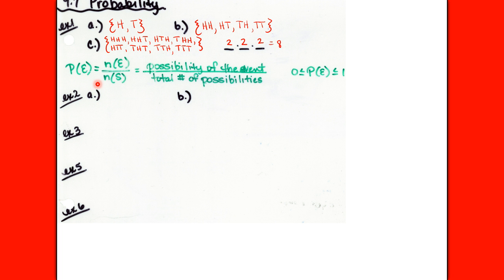Now, they mention in that definition equally likely outcomes. If I flip a coin 50 times, it's not likely that it's going to land exactly 25 heads and 25 tails, because this is the real world.